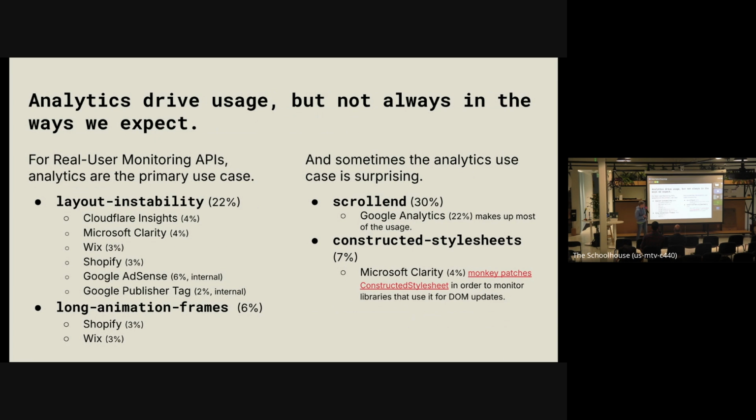But sometimes the analytics use case can really propel something up high, which is again one really surprising case. Scroll end is used in the new Google Analytics, and that's a huge percentage of the usage of that API, which is really not supposed to be. As far as I know, it's more for carousels and vertical scrolling things. It's not really meant for that use case.